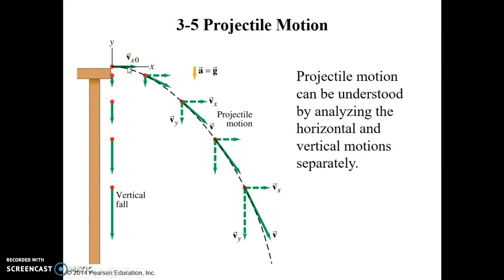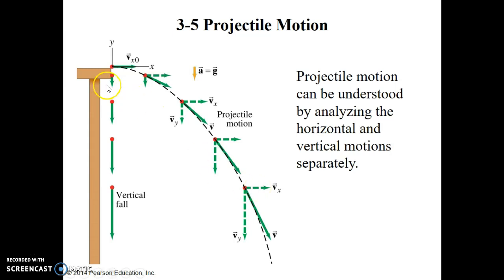Okay, if it has that forward velocity, is there any acceleration in the direction of vx naught? The answer is no. Since there isn't any acceleration in that direction, then that component, the velocity in the x direction, is not going to change. It's going to stay the same throughout the entire path of the projectile motion.